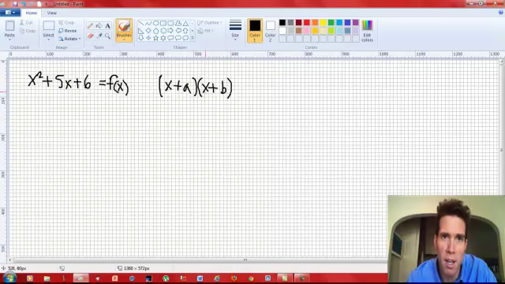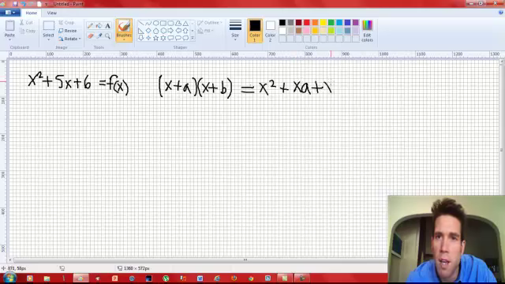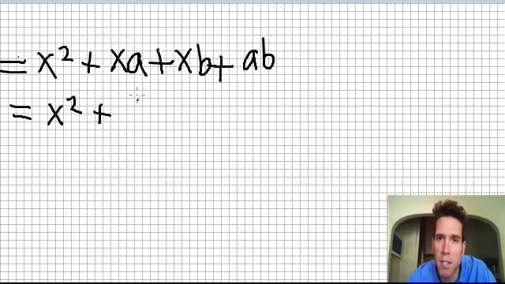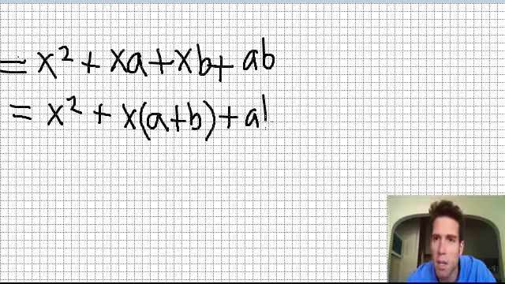Now when you multiply this back out, you have this equals x squared plus xa plus xb plus a times b. And this is equal to x squared plus, we'll factor out an x out of these two middle terms because they have a common factor. So here's our x and a plus b, plus a times b.